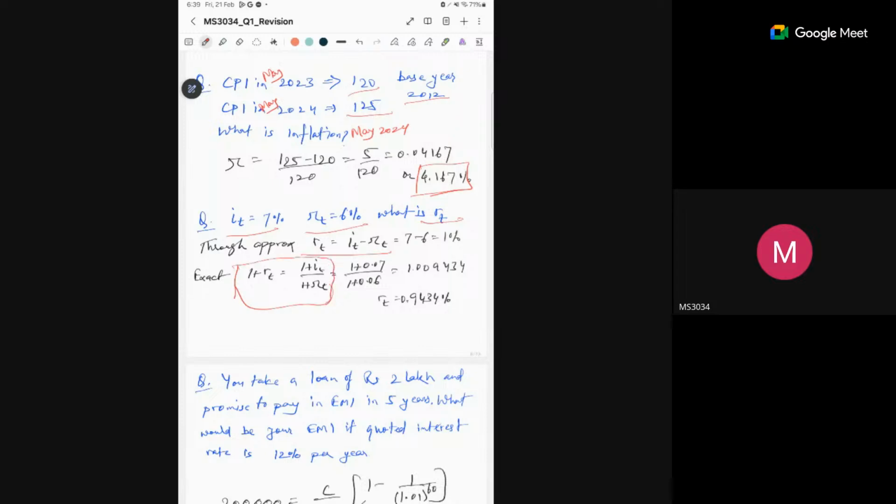Okay, so if I use the approximation, the real interest rate is the nominal minus the inflation. Through that, I am getting 1% as my real rate of return. If I use the exact formula, then the real rate of return comes out to be 0.94%. So there is a slight difference here because here we have used approximation. This is the exact real rate of return under these conditions.